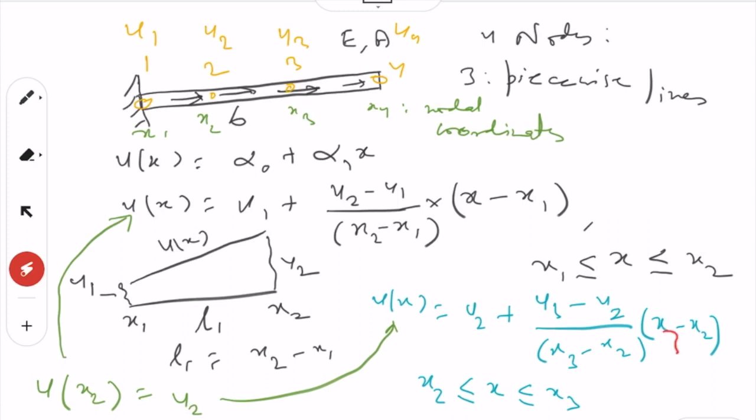This becomes x 3 minus x 2, x 3 minus x 2. So, both will cancel each other. So, you have u 2 plus u 3 minus u 2. So, minus u 2 cancels out. So, you have u 3. So, u at x 3 is u 3.